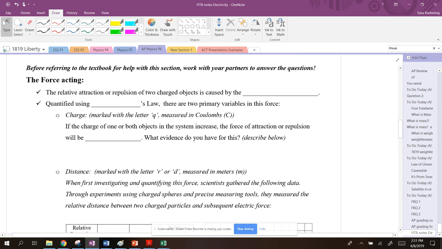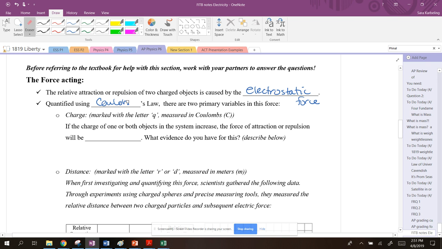So on the back, we are now going to quantify the force that causes those two little pieces of metal to want to get away from each other or come back to each other, okay? The relative attraction or repulsion of two charged objects is caused by, does anybody know what this force is called? The electrostatic force. It's quantified using Coulomb's Law.